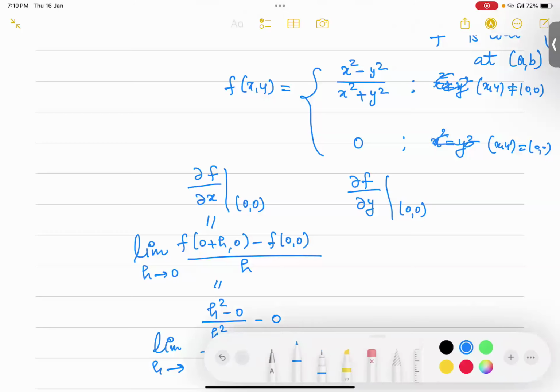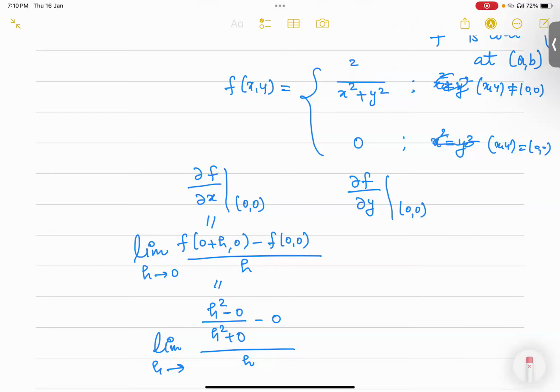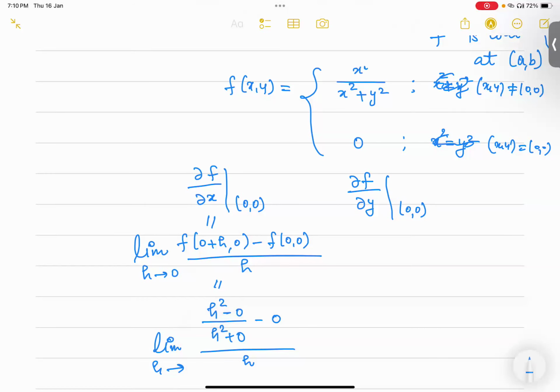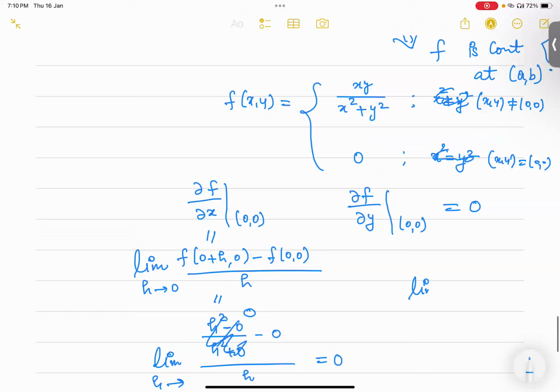Okay, what will happen if I replace this part by xy upon x square plus y square? Then this part will be 0. This will be 0. Right. Similarly, you can prove that this is also 0. And of course, you can also prove that the limit as (x, y) tends to (0, 0) of xy upon x square plus y square does not exist.